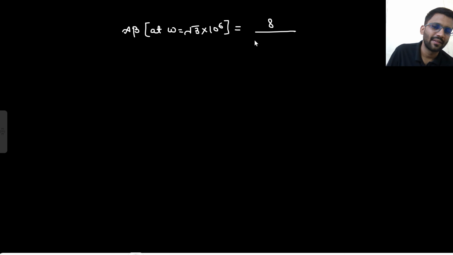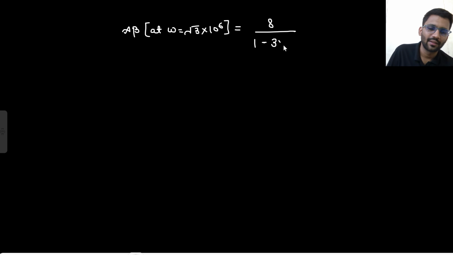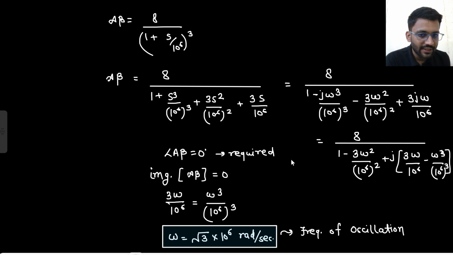8 divided by 1 minus 3 omega square, with omega square being 3 into 10 to the power 6 whole square, divided by 10 to the power 6 square. So 10 to the power 6 and 10 to the power 6 will get cancelled. What are you getting? A beta is equal to minus 1. So this was required: the angle of A beta should be equal to 0 degree. For getting 0 degree, it is certain that A beta has to be real, right?